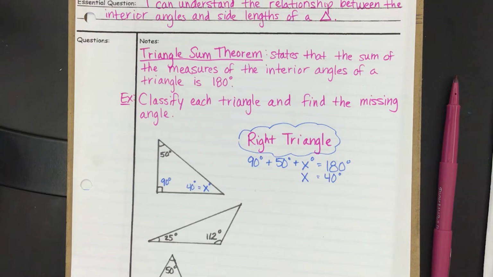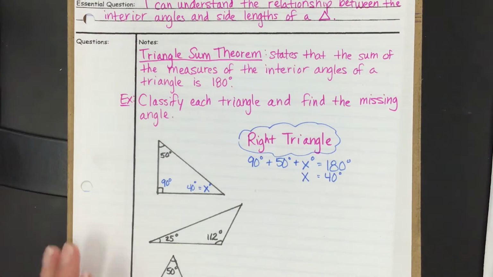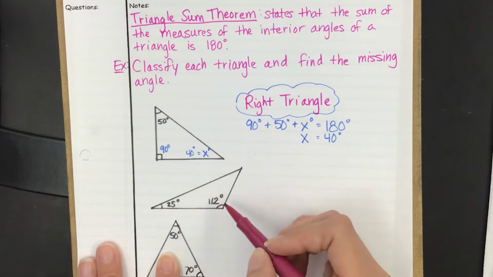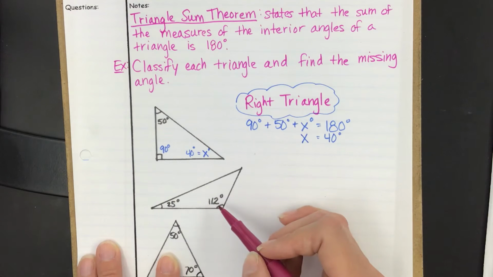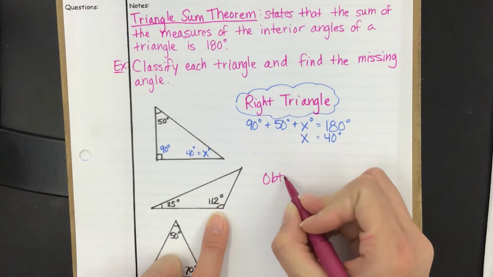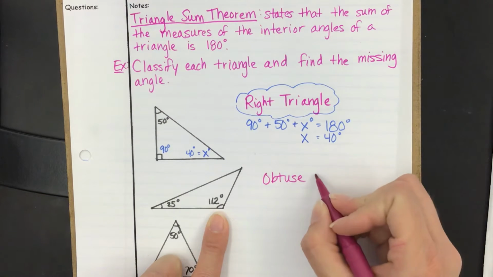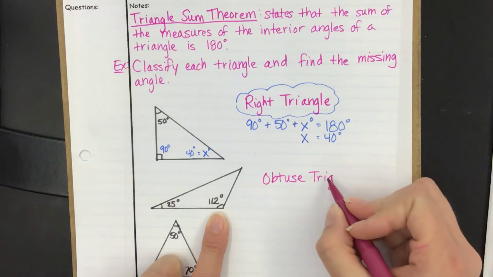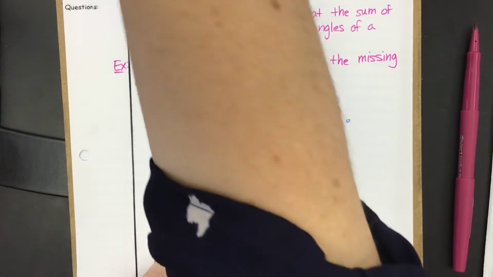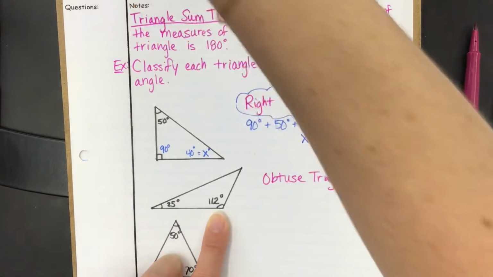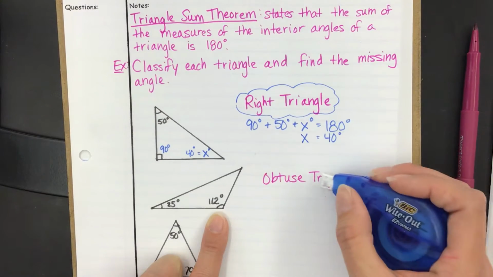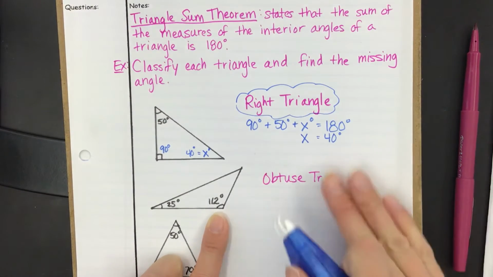Awesome. Okay, let's take a look at the next triangle here. Anytime you have an angle in your triangle that is greater than 90 degrees, we would call this an obtuse triangle. An obtuse triangle is a triangle, oh goodness, I need some white out already. An obtuse triangle is a triangle that has one angle that is greater than 90 degrees, or just basically one angle that's obtuse. If there's one angle that's obtuse, it's an obtuse triangle.